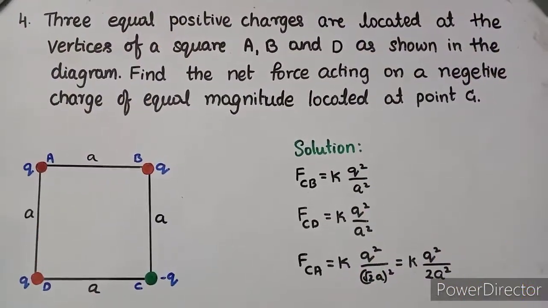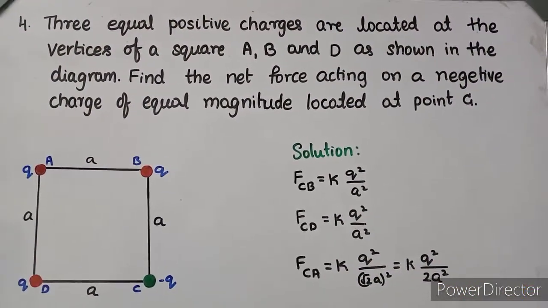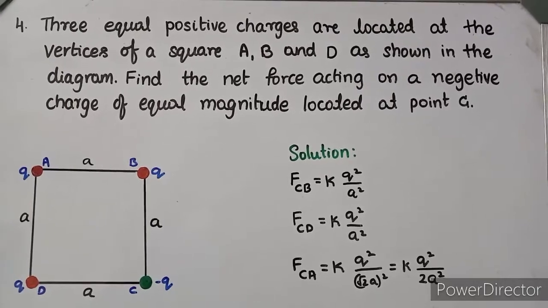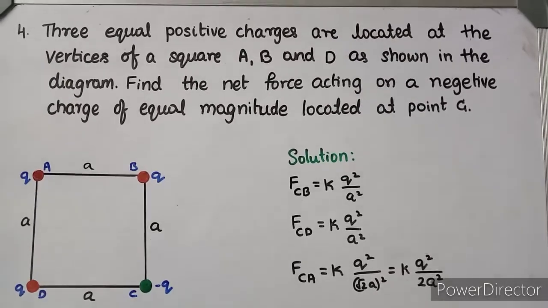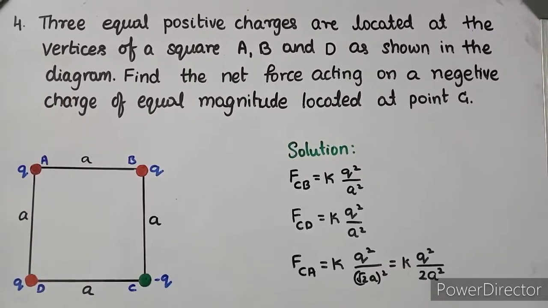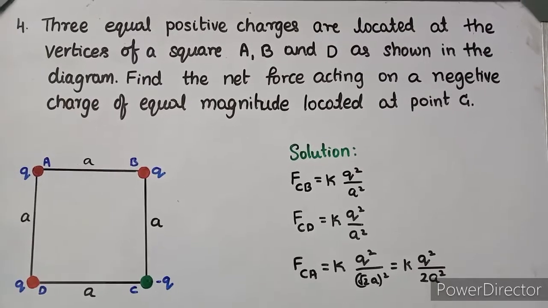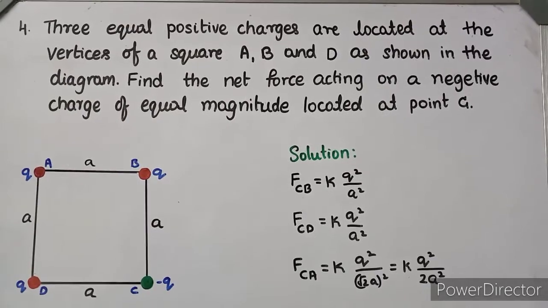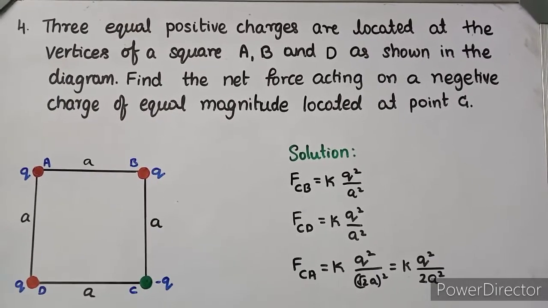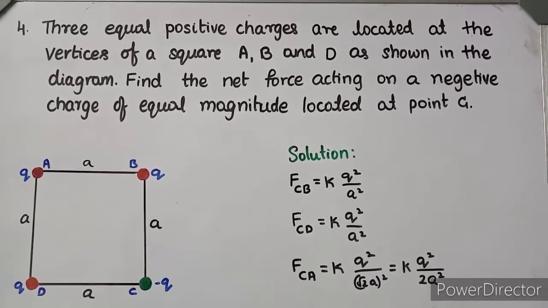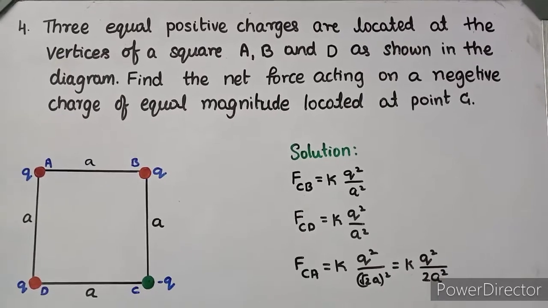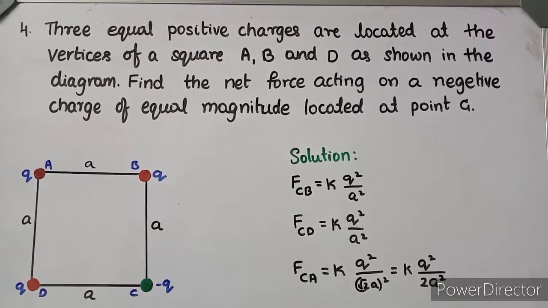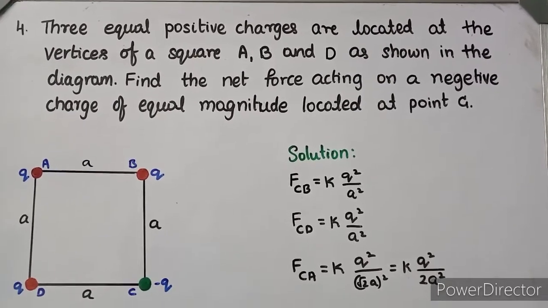Okay, I have come up with a new problem. There are three equal positive charges located at the vertices of a square, at A, B and D, as shown in the figure. Find the net force acting on a negative charge of equal magnitude which is located at point C.